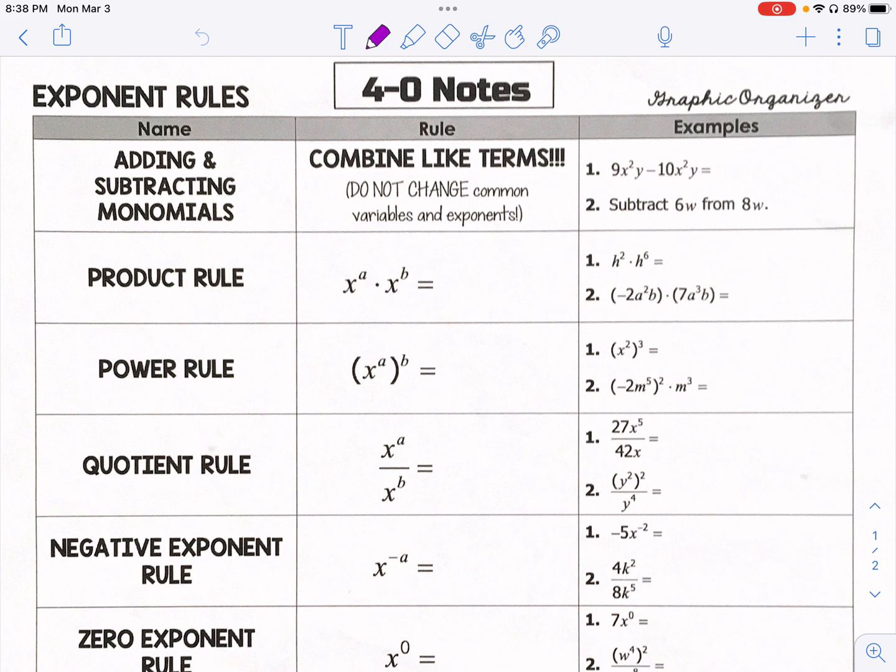So for the first one, we are going to be looking at adding and subtracting monomials. Remember, monomial means that there's just one term. Now, the big thing for this one, again, is you've been doing this one for quite a while now. We are going to be combining like terms. So again, when we combine like terms, that's just you adding and subtracting the monomials. Remember, when you combine like terms, you do not change the variables and exponents. Don't overthink it. You just keep it the same.